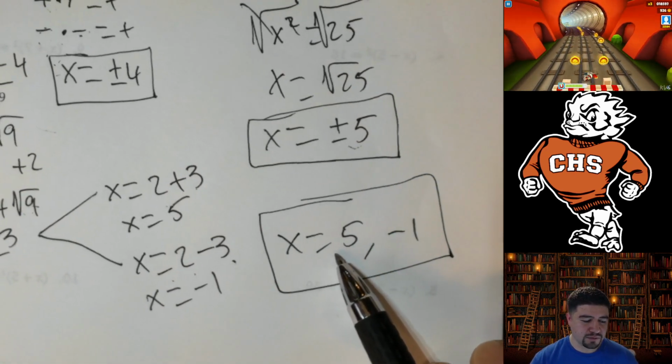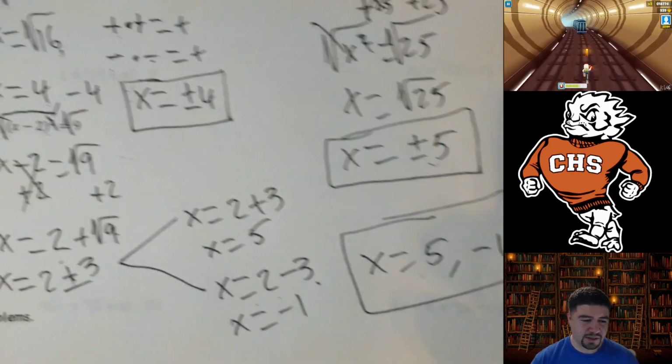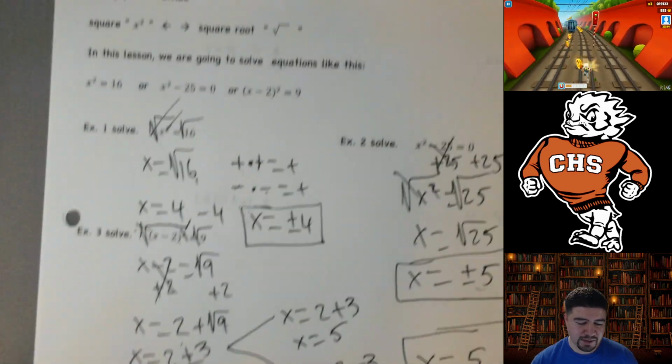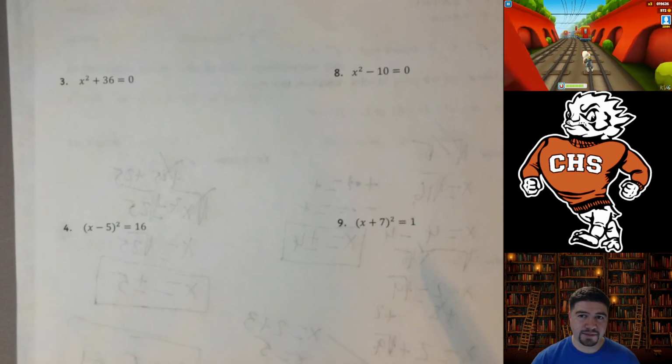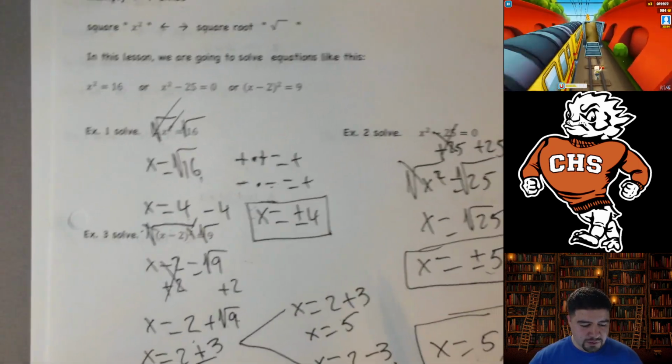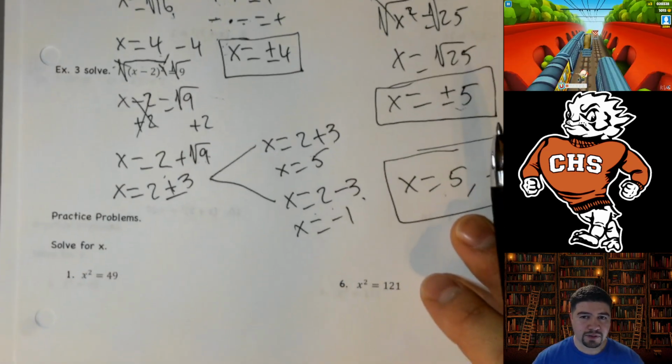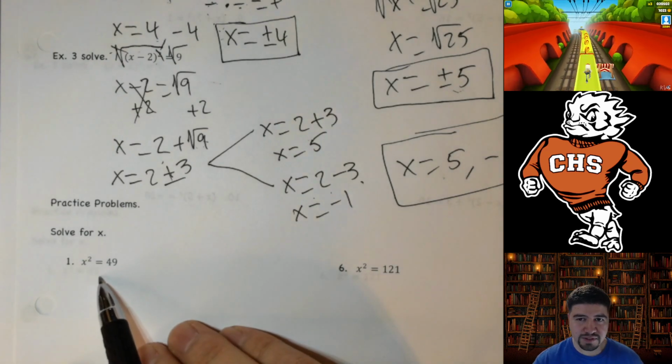Now I'm going to move on to several examples. If you have this worksheet in front of you, I'm going to be doing examples 1 through 9 and only the odd numbered ones. So starting with number 1. Here we go. X squared equals 49.